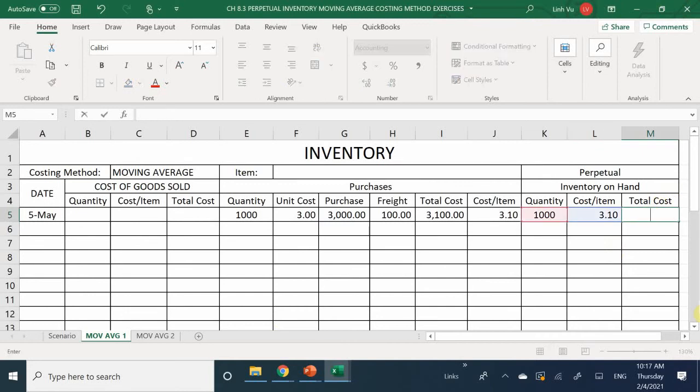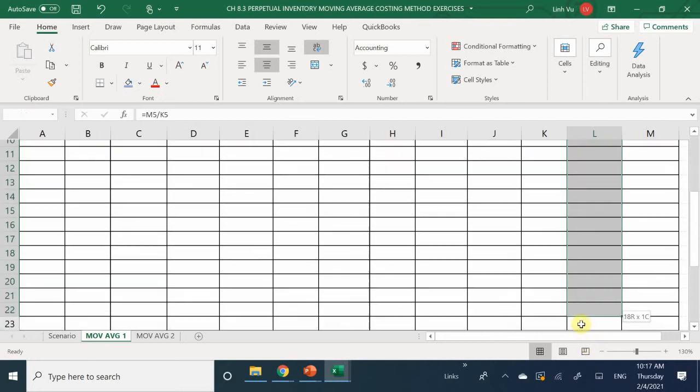So again, I'm going to clear this out. This should be this number here. And what I'm going to do is this should be my total cost divided by my quantity to give me now 310. Now this one is where my formula is going to lie.